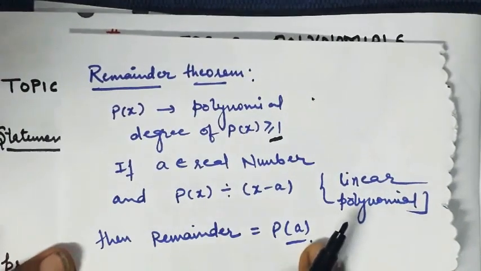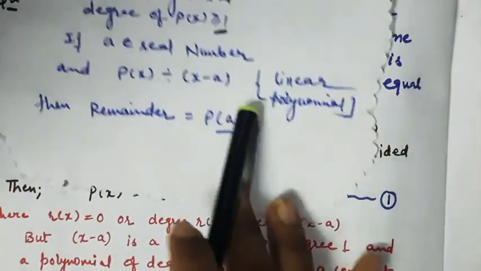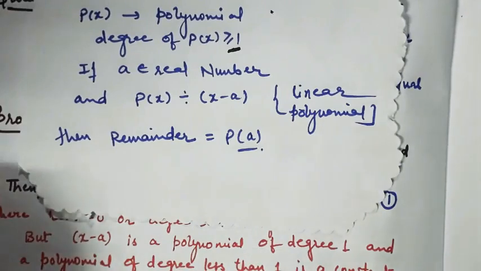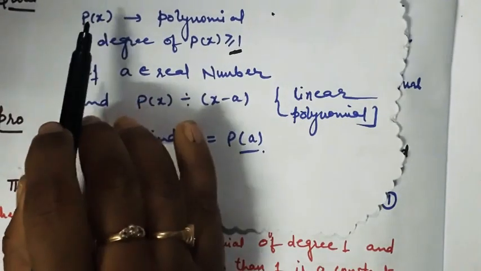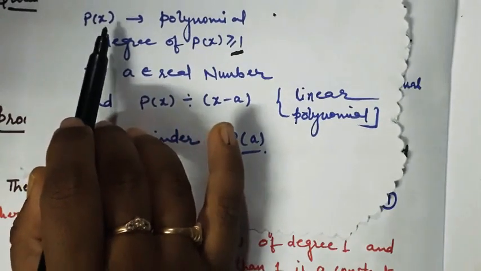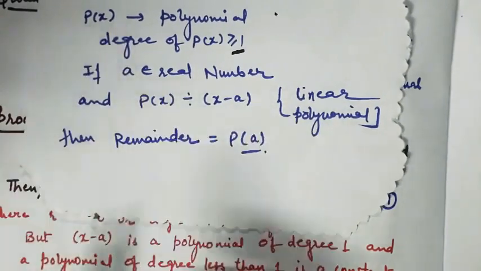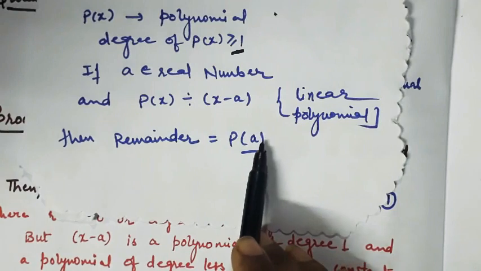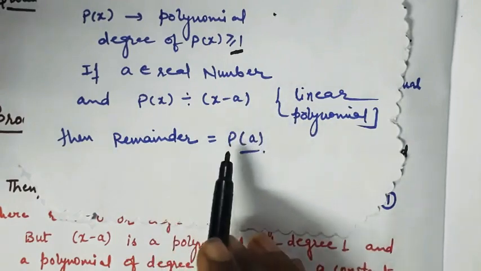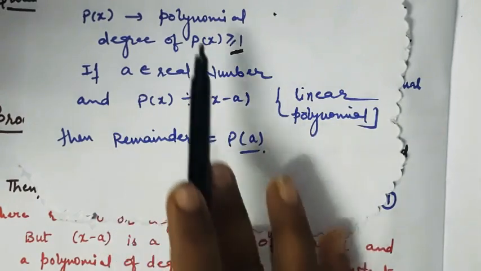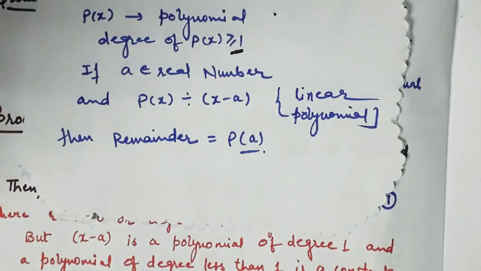What is the meaning of p(a)? Here p(a) means that in the polynomial with variable x, if x is replaced by the real number a from this linear polynomial, then that will be the remainder of this polynomial. It will be clearer by taking one illustrative example. See here.